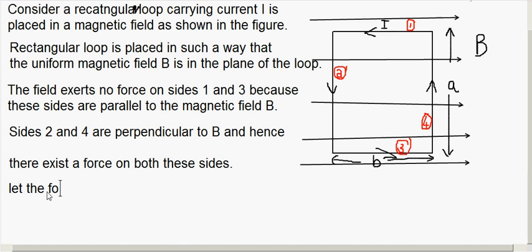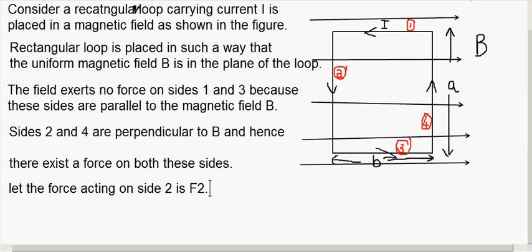Let the force acting on side 2 be F2. Now we have to find out the direction of F2. You can use Fleming's left hand rule to find the direction. If you use that, you will get the direction of the force as normal to the plane of the paper and upward. So the force will look as though it is pointing towards you.